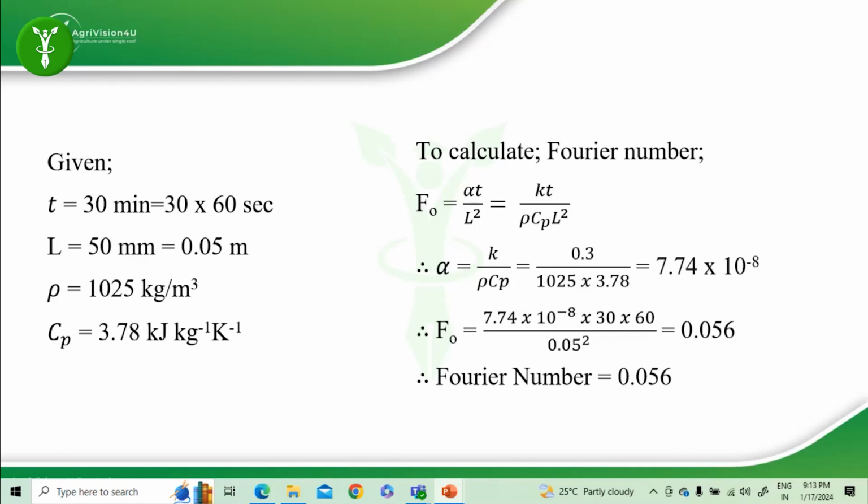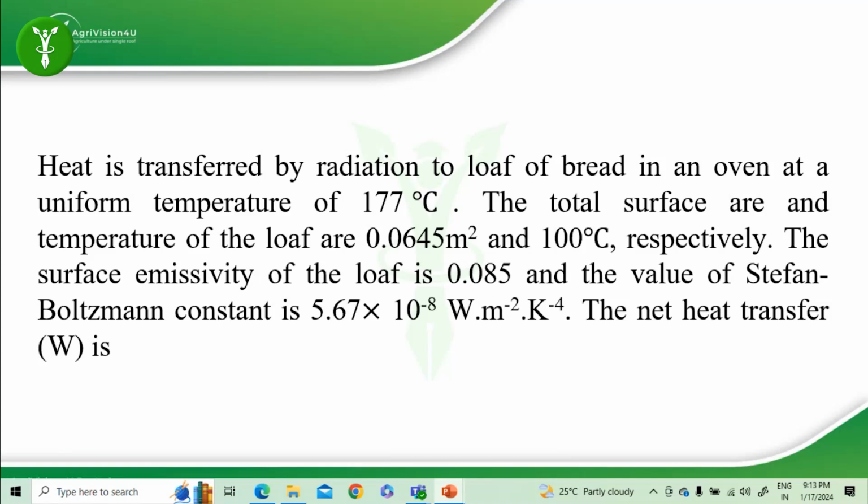So let us move on to problem statement number 2. Before I proceed, did everybody get the answer? Yes, ma'am. Okay, fine. The second problem statement is with respect to the net heat transfer. We had to calculate the net heat transfer, and the typical problem statement deals with heat transfer by the mode of radiation.